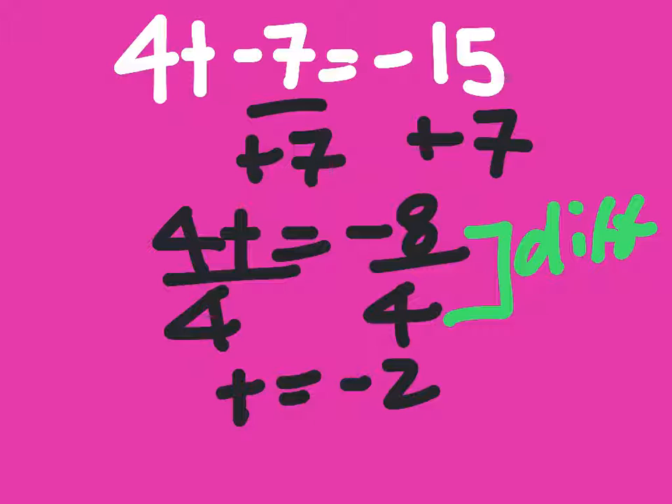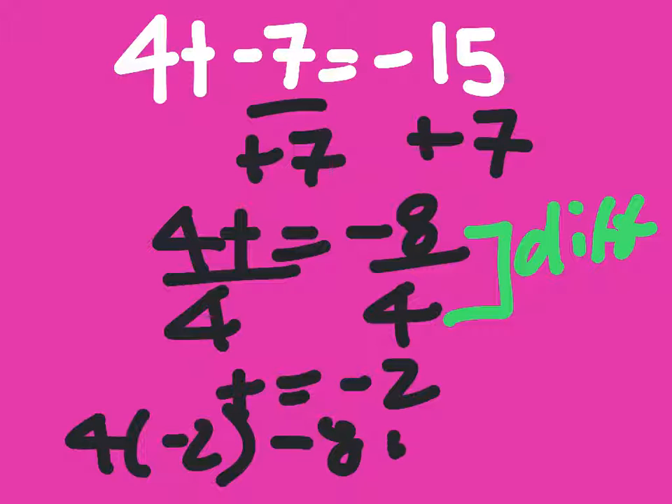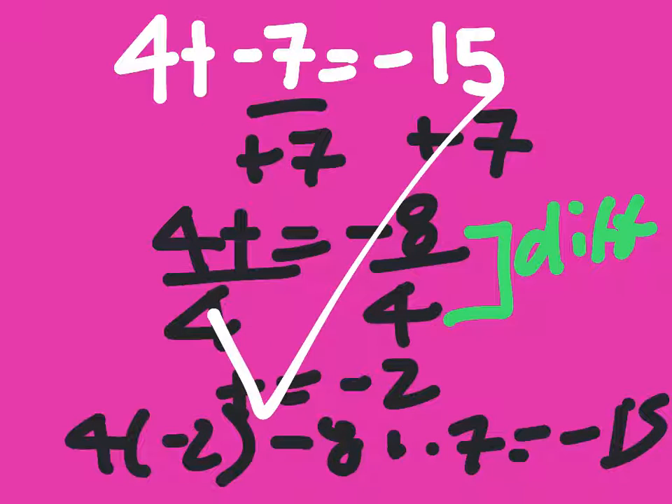So plug it back in. 4 times negative 2 is negative 8. And so negative 8 plus a negative 7 equals a negative 15, so it checks out.